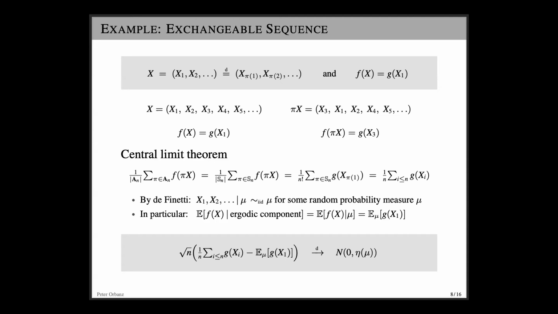So what is the connection to i.i.d. sequences? Unfortunately, I don't have time to get into that, but for those of you who are familiar with de Finetti's theorem, it says that an exchangeable sequence is conditionally i.i.d. So there's some random distribution that you select at random, and then you sample x1, x2, and so on, conditionally independently from that distribution. That's de Finetti's theorem. And in this case, it turns out that conditioning on this ergodic component, which I haven't explained yet, is exactly conditioning on this distribution.